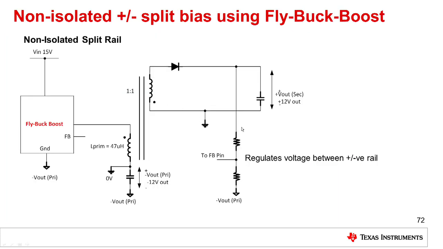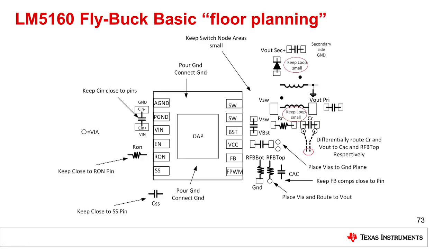So we definitely have to provide feedback to our converter. If we have a split rail using a Flybuck boost, in the previous example of plus or minus 12 volts out, all we need to do really is to connect our two feedback dividers here, the two resistors, one to the positive output, one to the negative output, and the center tap going to the feedback pin. This provides an easy way to regulate between the two output voltages. Unfortunately, it is non-isolated.